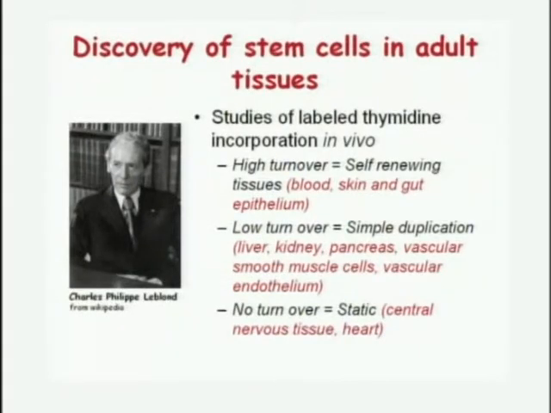between high turnover organs. Those were self-renewing organs: the blood or the bone marrow, skin, gut, and the epithelium of the gut and the skin. Low turnover organs, which could replicate but by a different process, which he calls simple duplication, and those are the liver, kidney, pancreas, vascular smooth muscle cells, and vascular endothelium. And those organs where there wasn't any uptake of the thymidine, which he called static organs. And that was the central nervous system and the heart.